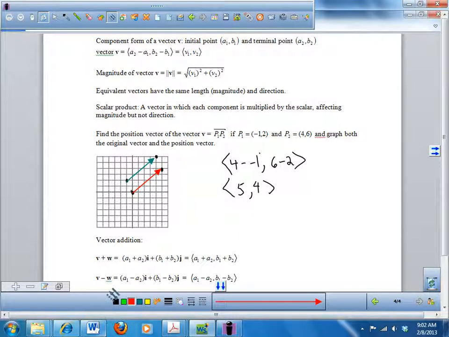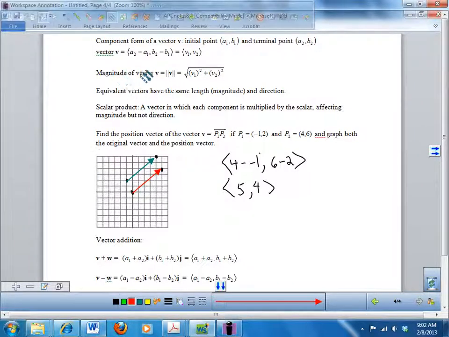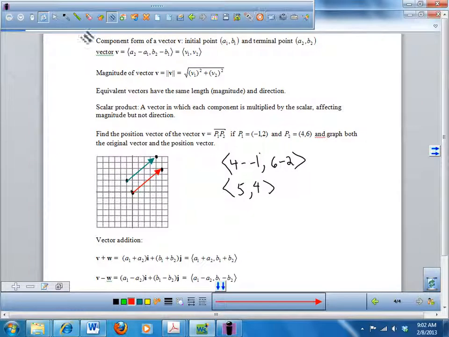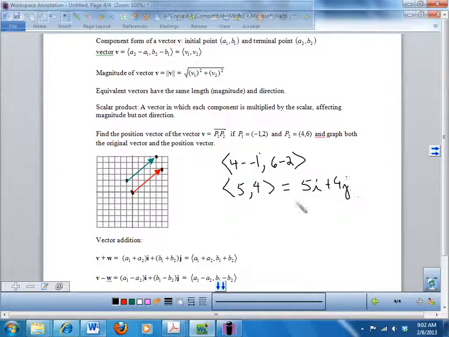You get that? Yes, sir. Wouldn't you just move the start of the vector down to the origin? Yeah, you could just slide it down that way, but you still have to do the subtraction. The other way I could have written this is equivalent to writing 5i plus 4j. It's just another way of writing it. Okay, so 5 in the i direction, 4 in the j direction. Okay? So, you ready? No. Can we move on? Yep.